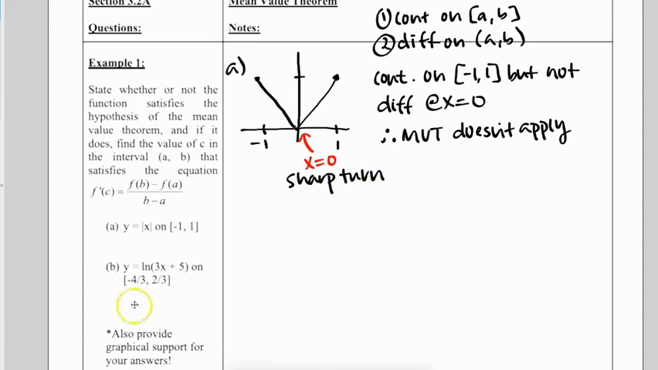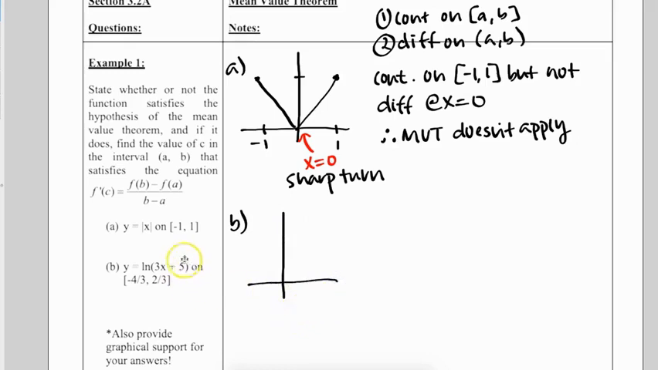All right. Okay, well, let's look at B. A was a bust. Let's look at B. So B, we have our function y equals natural log of 3x plus 5, and we're looking at that on the interval -4/3 to 2/3. All right, okay, so a little bit about this function. And let's get our little graph here.